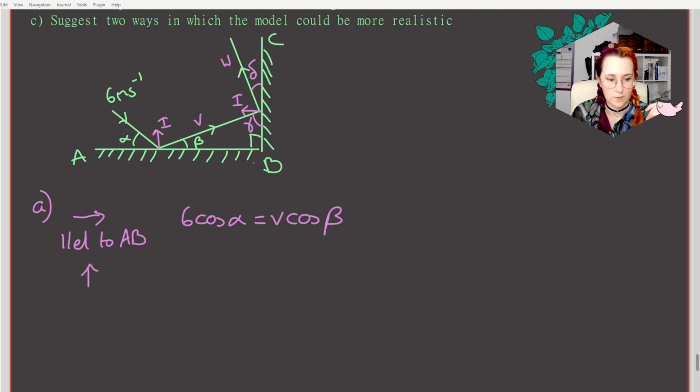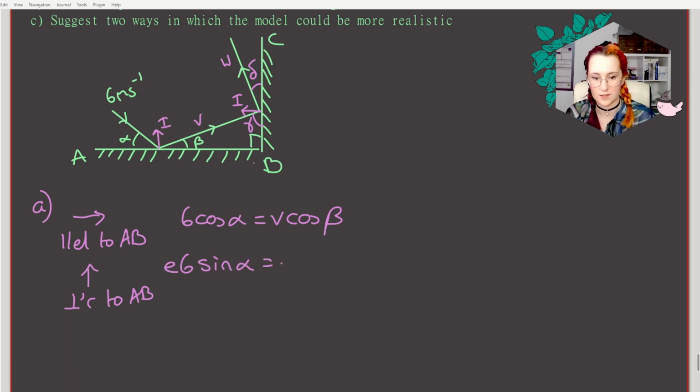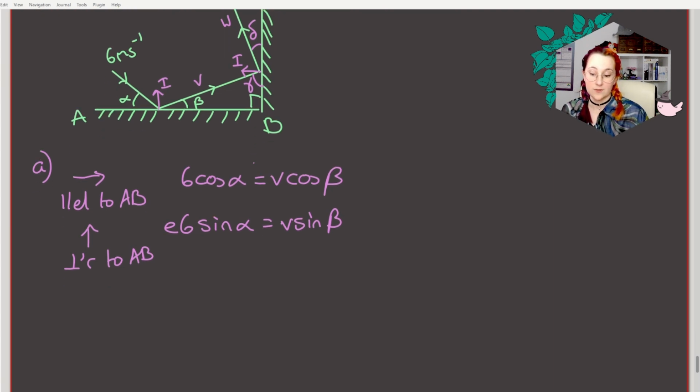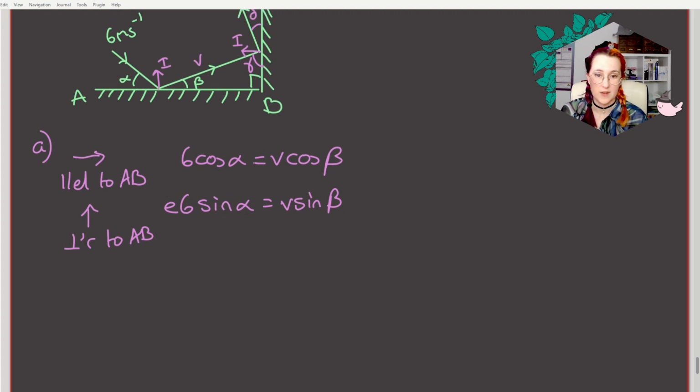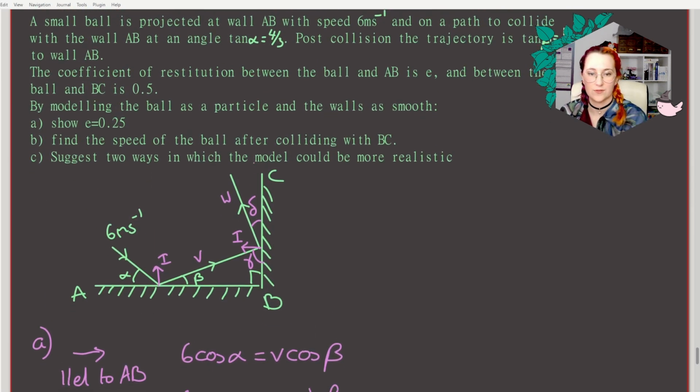And then this is perpendicular to AB, in the vertical. So that's then U sine alpha is E U sine alpha is V sine beta. Okay, the V is by that first value. So we have two equations. What can we do with this? Well, we can work out what cos alpha and sine alpha and cos beta and sine beta are. One of them is going to be nicer than the other.